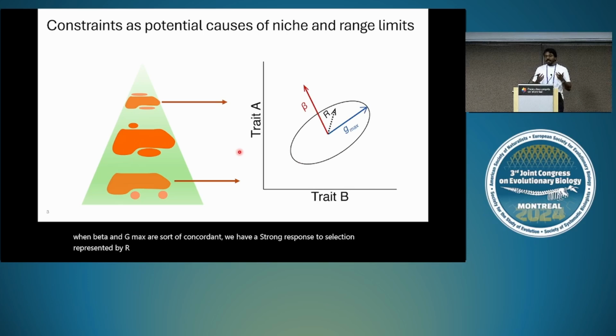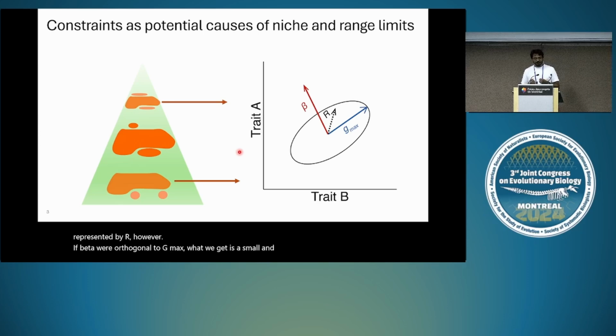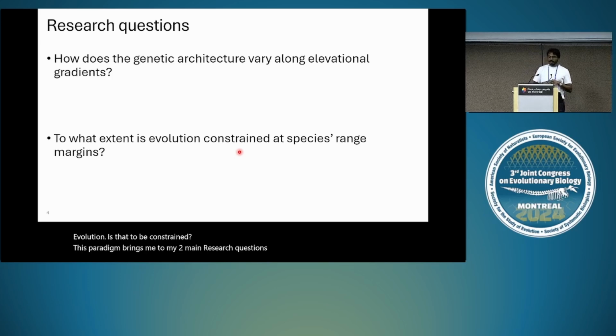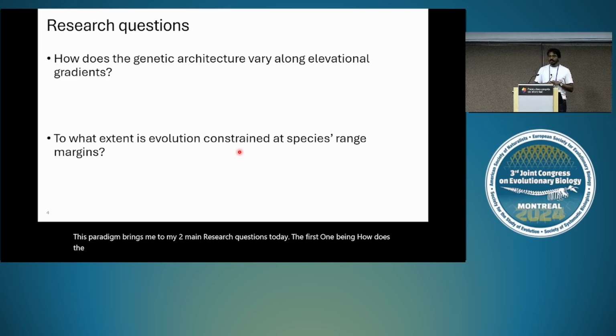However, if beta were orthogonal to G max, what we get is a small and weak response to selection, and evolution is said to be constrained. This paradigm brings me to my two main research questions today. The first one being, how does the genetic architecture vary along elevational gradients? And the second one being, to what extent is evolution constrained at species range margins?